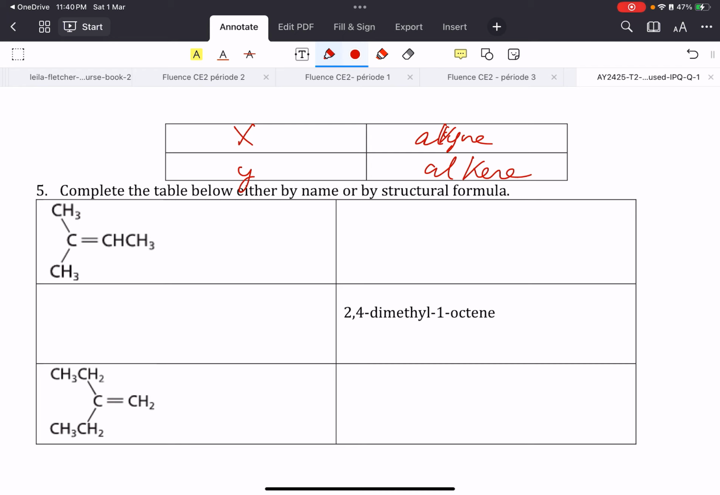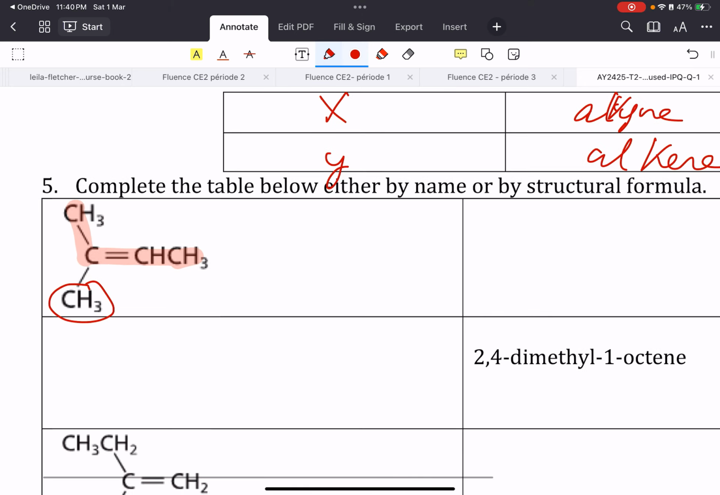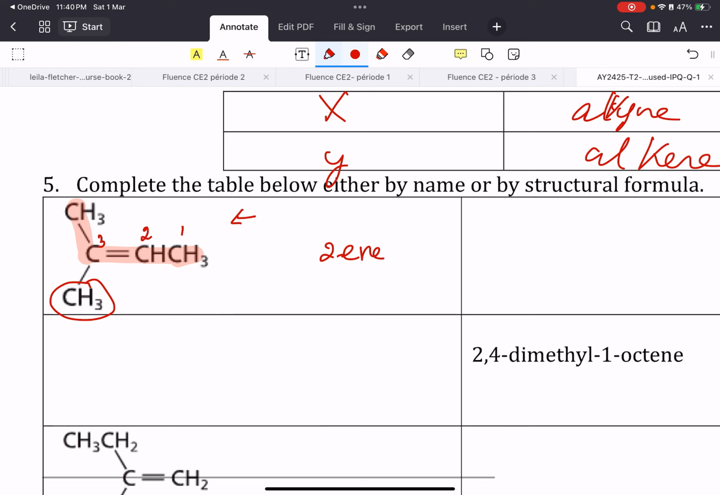Now, next question: name or write or draw the formula. The first example is given here. Here's the main chain, and this is a branch. We always choose the longest possible main chain containing the double or the triple bond, and we start numbering from the side that is closer to the double bond. If I started numbering from this side, the double bond would come on the second carbon. So the ene is on the second carbon, and the branch is on the third.